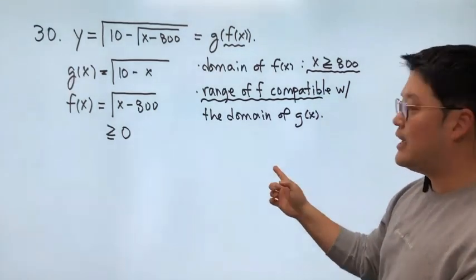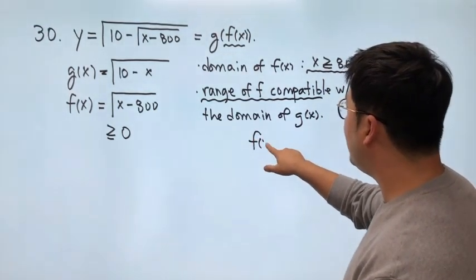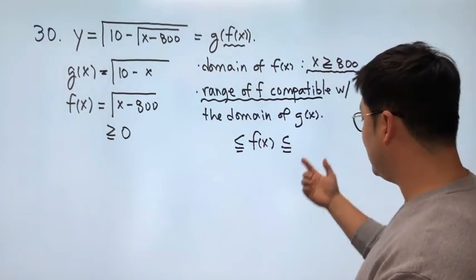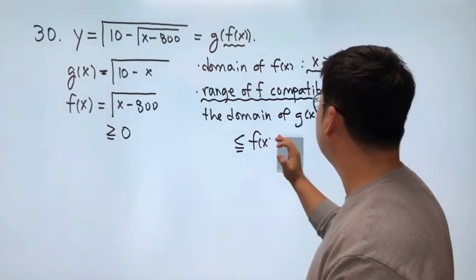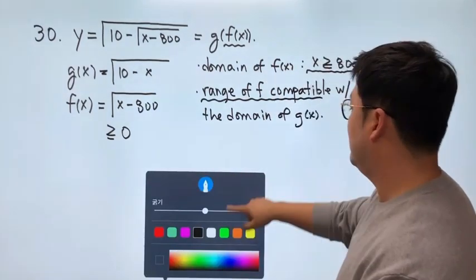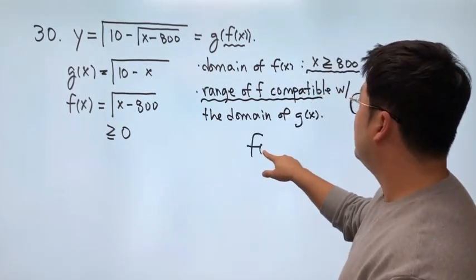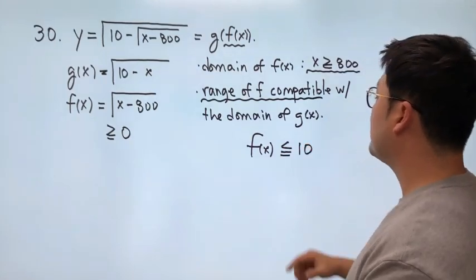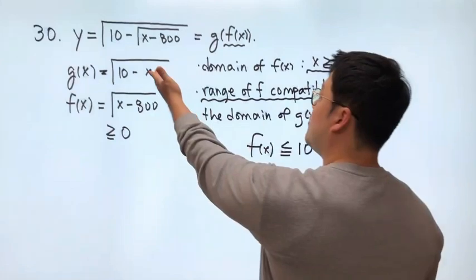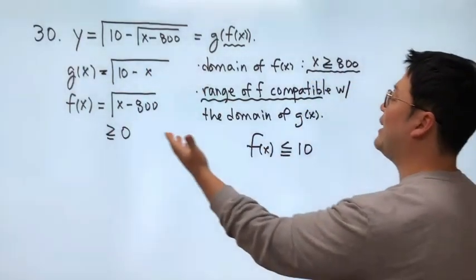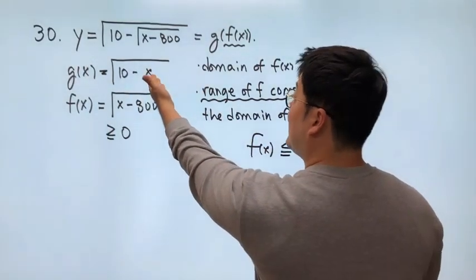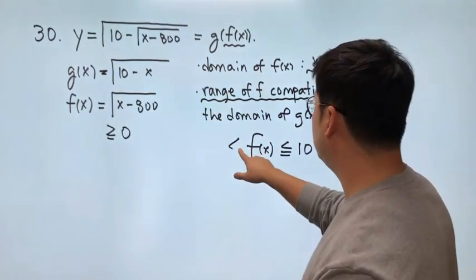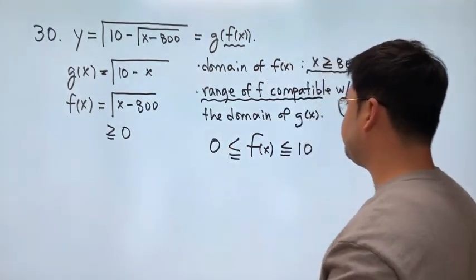So here's what we're going to set up. f of x has to be less than or equal to 10. And of course, it doesn't matter if we allow anything really bad, like negatives, it's fine. But f of x is already greater than or equal to 0.